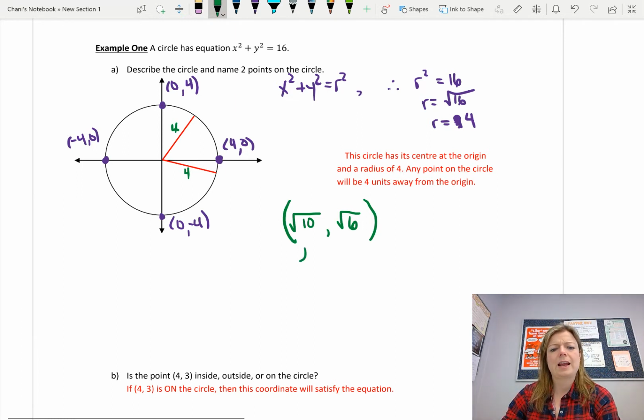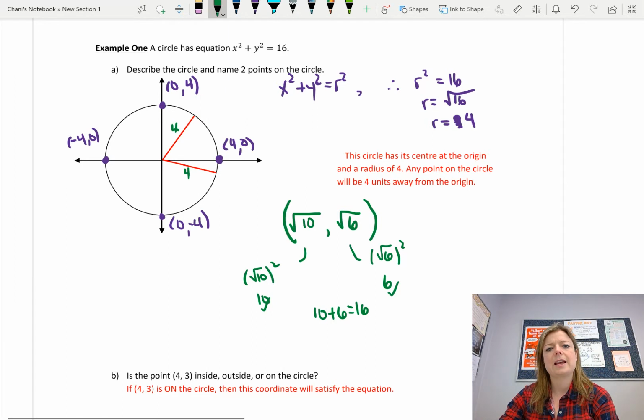Well, think about it. X squared is the square root of 10 squared, so you get 10. And the square root of 6, y squared, is 6. And then 10 plus 6 equals 16. So notice my x squared of 10 plus my y squared of 6 equals 16.